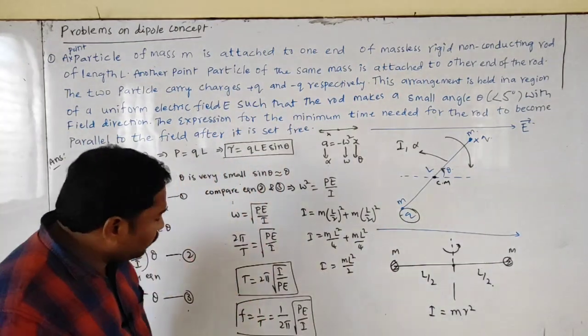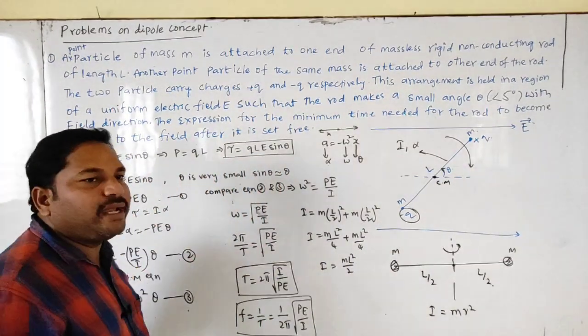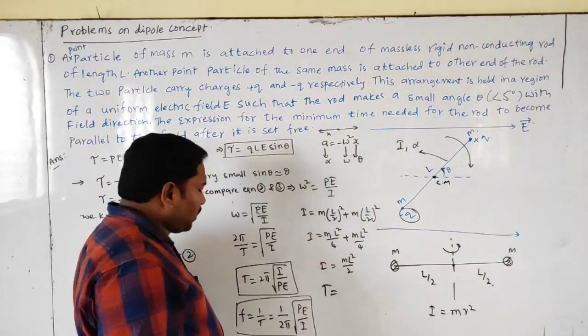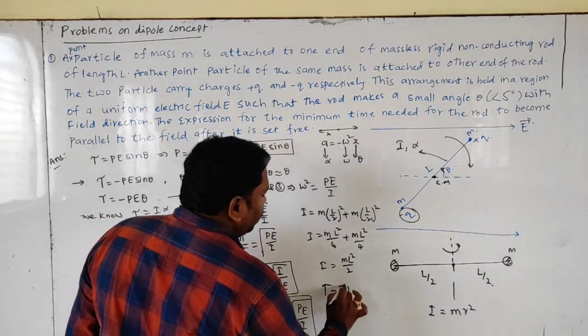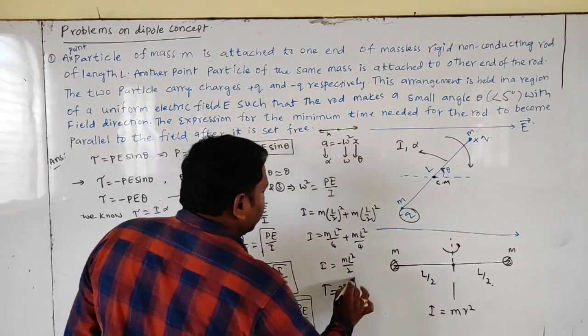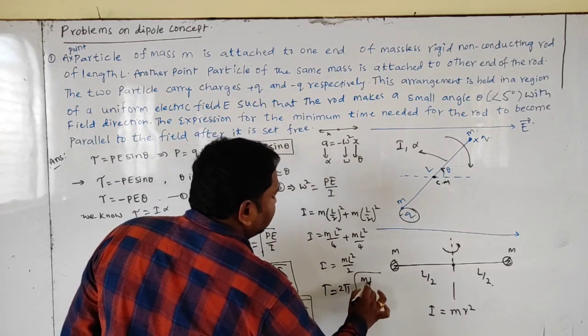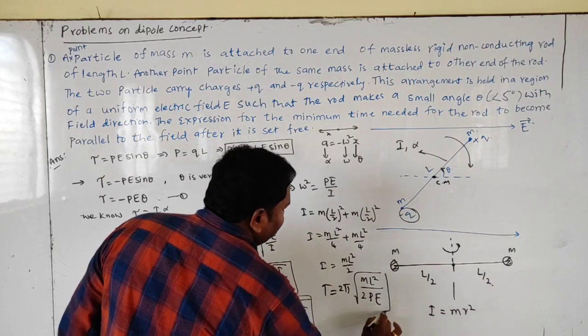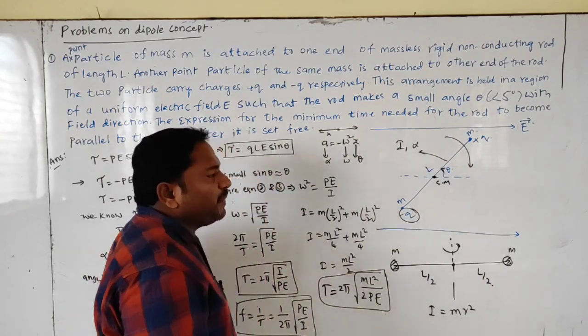So now we substitute the moment of inertia here. The time period T equals 2 pi root over m L square by 2 P. This is the expression for the time period.